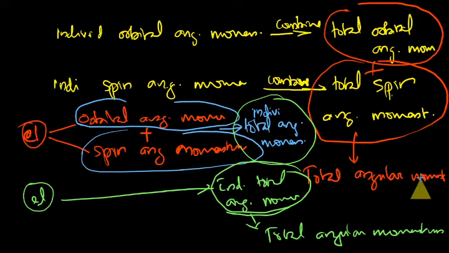That is one mode of coupling. And in the other mode of coupling, the orbital angular momentum and spin angular momentum of the individual electrons combine to give individual total angular momenta. And these individual total angular momenta of all the electrons are coupled to give a total angular momentum. Okay, so these are the two modes of coupling.